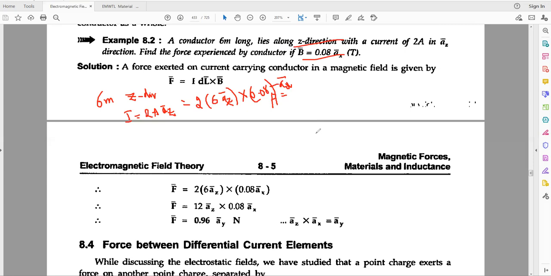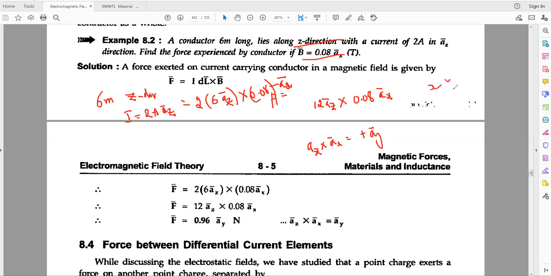Okay. So 2 into 6, you can multiply here itself. The 2 into 6 is 12 AZ bar cross 0.08 AX bar. Okay. Now I can find the AZ and AX. All the one term we have, 12 into 0.08 is 0.96. AZ and AX, the cross product of Z and X, is in order, so the plus AY bar.